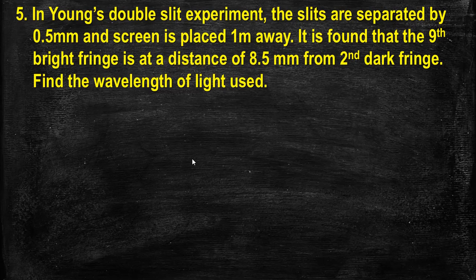Now we move on to the fifth problem. In Young's double slit experiment, the slits are separated by 0.5 mm and the screen is placed 1 meter away. It is found that the ninth bright fringe is at a distance of 8.5 mm from the second dark fringe. Find the wavelength of light used. This is a very important problem. Once you solve this problem, you will have a lot of confidence in solving this type of problems.